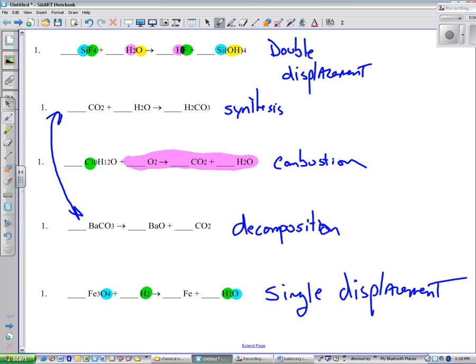And those are your types of reactions that we're concerned with. Hope you enjoy.